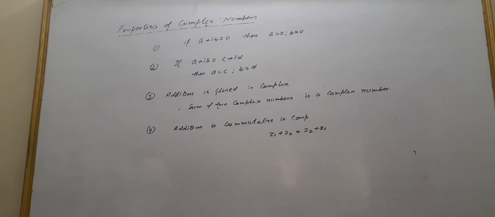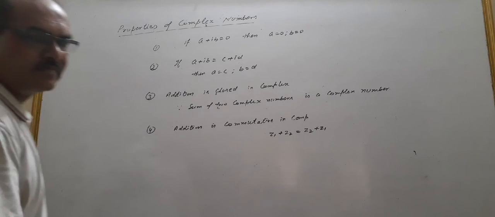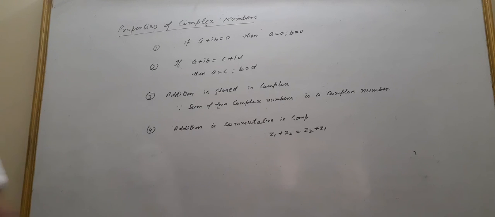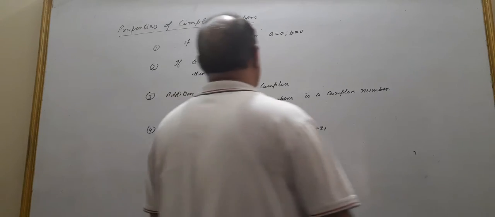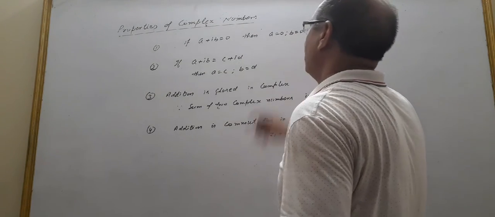Now, in this lecture, we start with some properties of complex numbers. You must remember these properties. What are the properties? If a plus iota b is equal to 0, then a is 0 and b is 0.